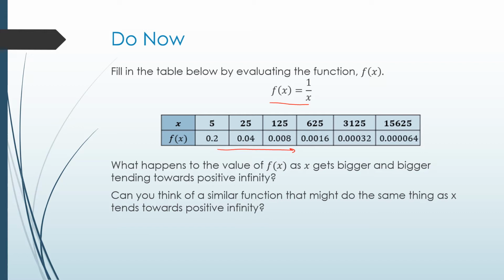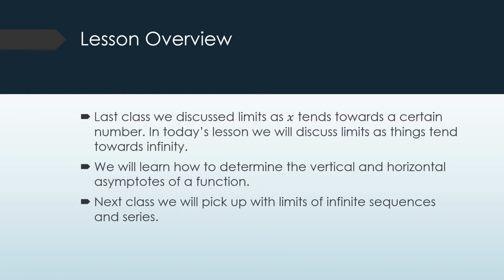So the next question is, what similar functions might do the same thing? Well, really just any function where the numerator is a constant and the denominator is growing. So x, x squared, x cubed, even maybe 1 over 2 to the x. So in this lesson, we're going to discuss that very thing. What happens to a function as x tends towards infinity?